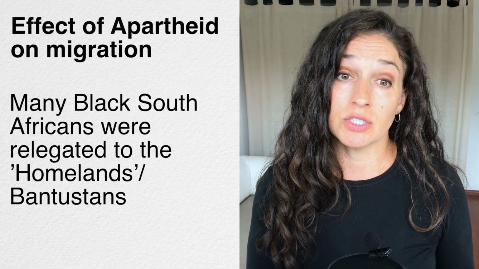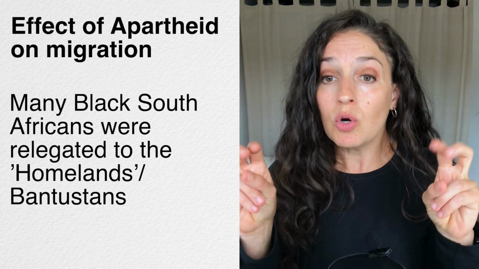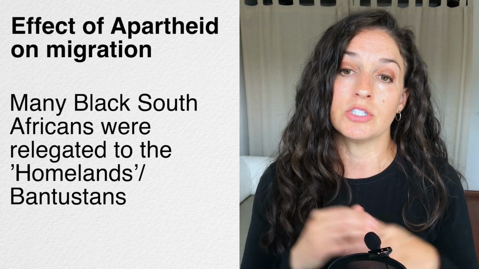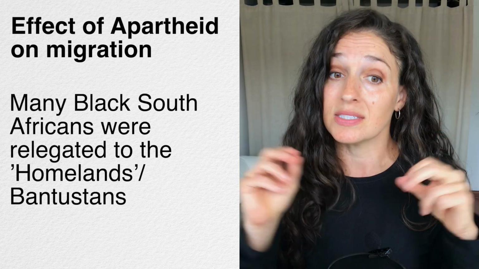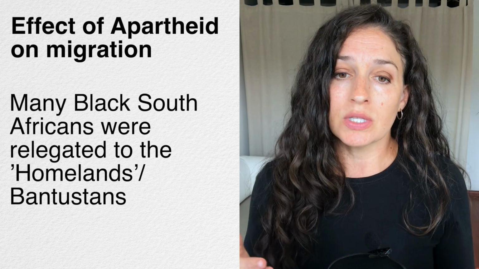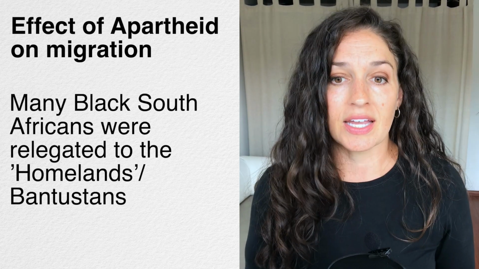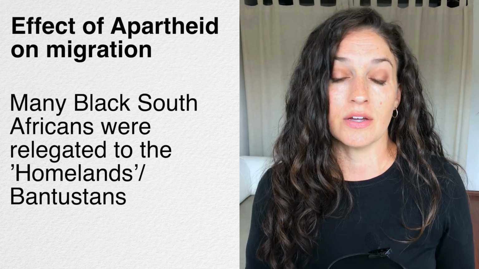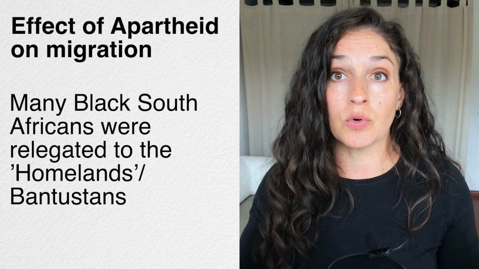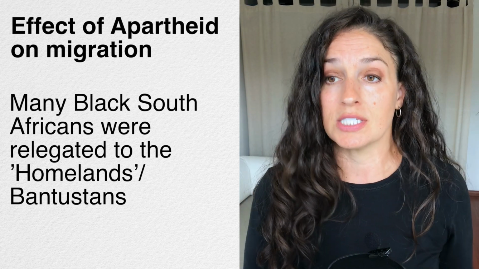So how did apartheid affect migration? Well, many Black South Africans were relegated to homelands, which were not considered to be part of white South Africa. This really outlined the extent to which migration was inorganic at the time and defined by the desires of the white elite for very strong separation.